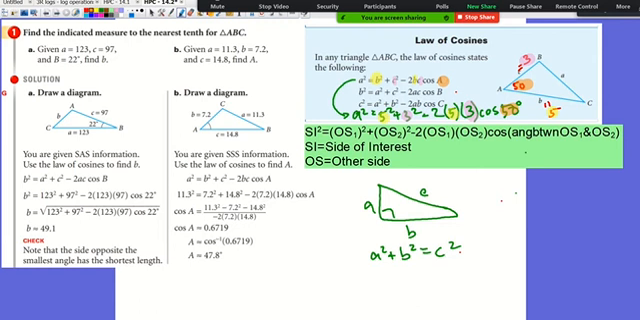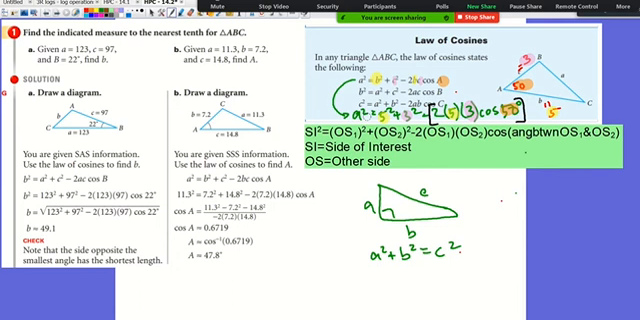Now you literally put this in the calculator pretty much how you see it. Maybe just to be safe, I would put parentheses around that. And don't forget, whatever you get after plugging this in, square root it to get a, because this is a squared. And make sure your calculator is in degrees.